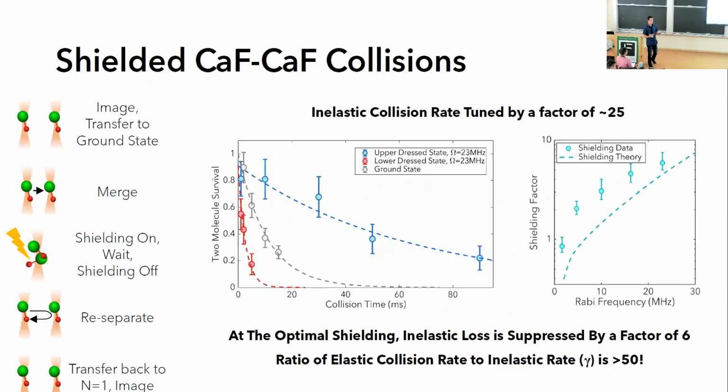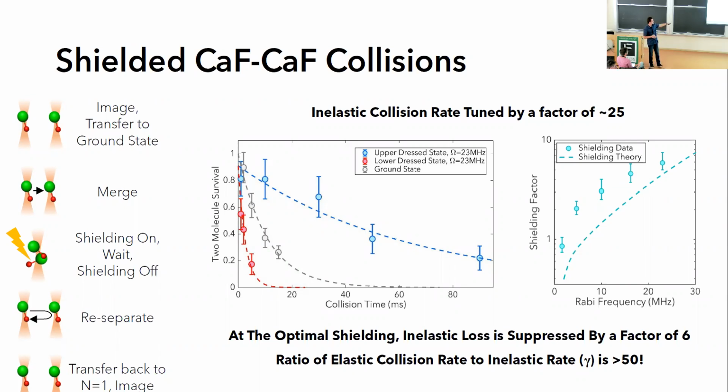And this then allows us to shield these molecular collisions. So again, we repeat the exact same process we did earlier where we load two individual tweezers. But this time, after we merge the two together, we turn on this shielding to prevent the inelastic loss from taking place. We then reseparate and then image them.